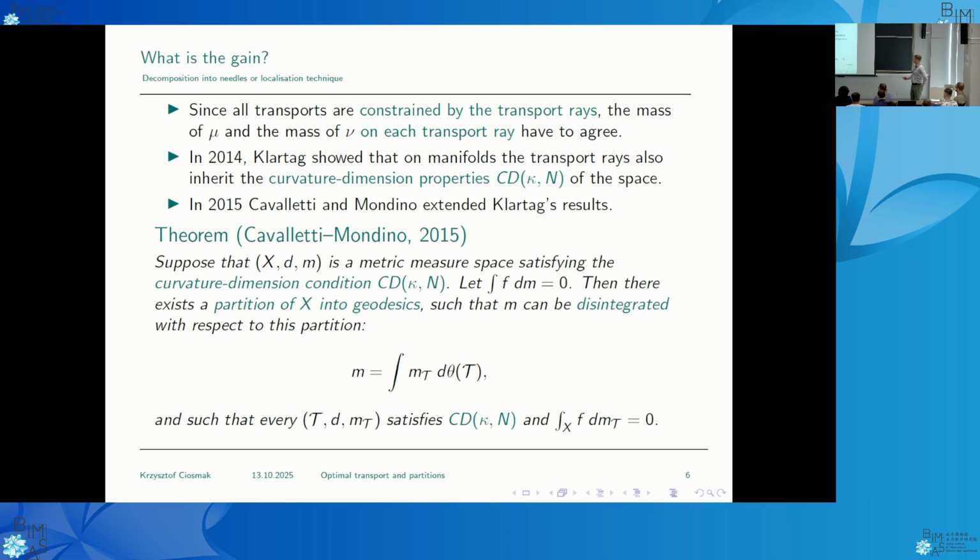So suppose we have a metric measure space (X, d, m). So d is a metric, m is a measure, and it satisfies the CD condition. And suppose we have a function f. Then, using the methods of optimal transport, we can show that there exists a partition of X into geodesics. So these geodesics will be the transport rays that I have just been speaking about, such that the measure m can be disintegrated with respect to this partition.